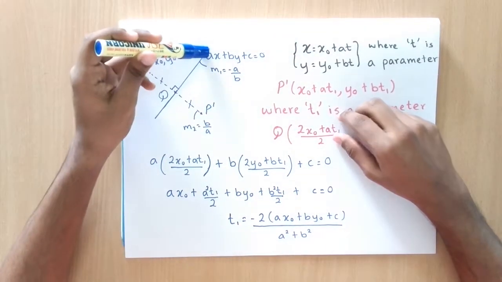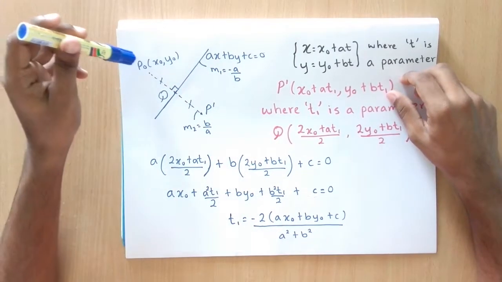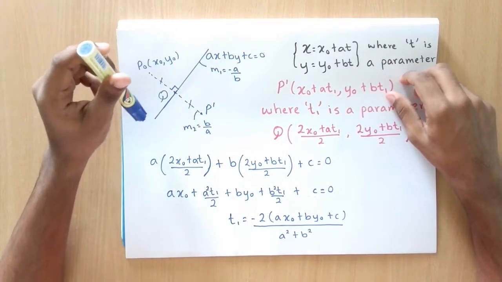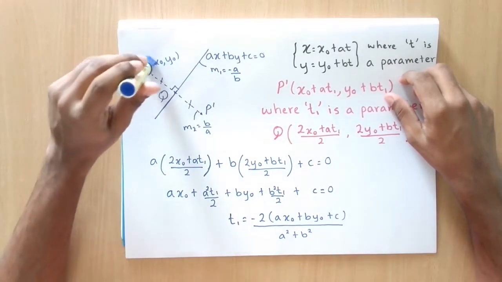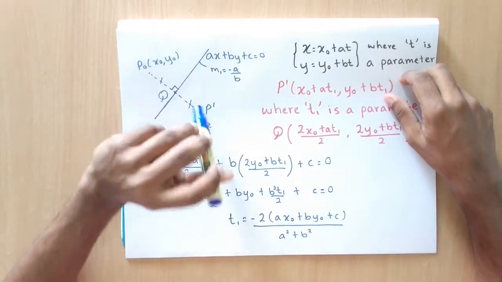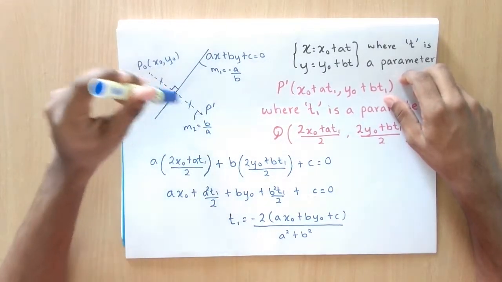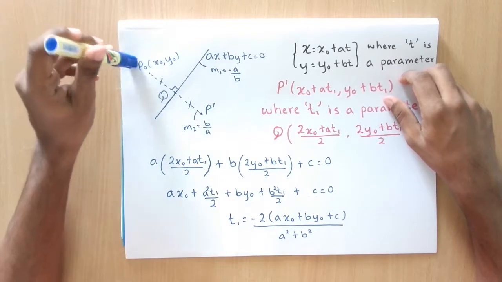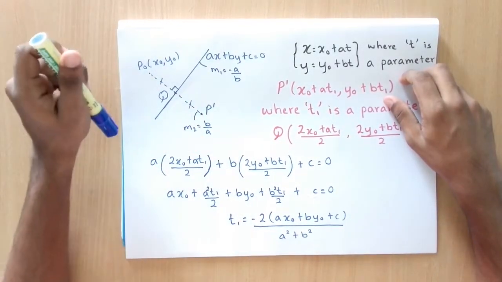We are given a line ax plus by plus c equals 0 and a point P0(x0, y0). We are required to find the coordinates of the image of this point P0. Let the image be P dash. The point Q is the midpoint of this line P0P dash and lies at the intersection of these two lines.